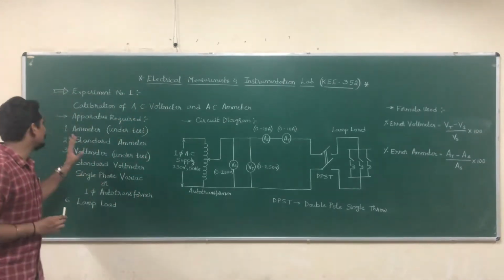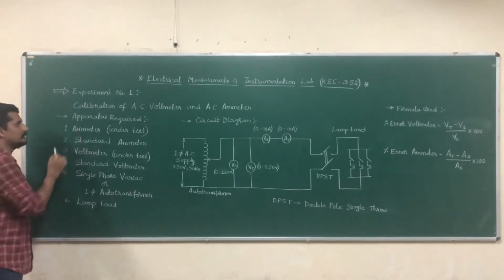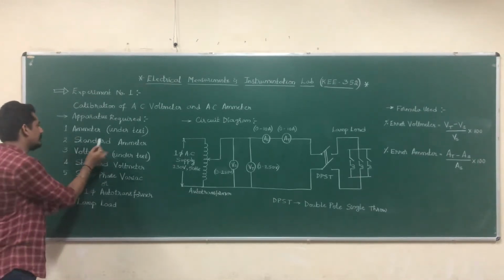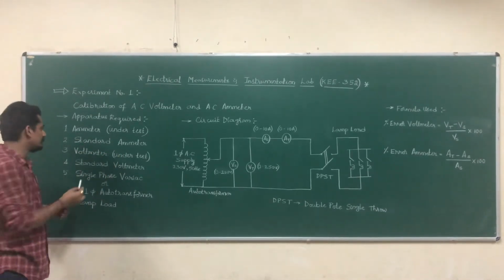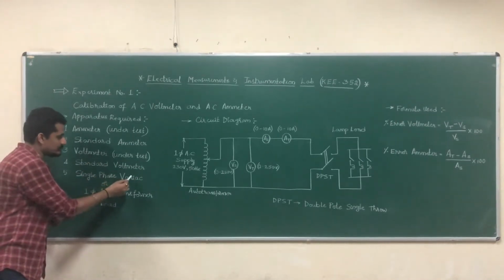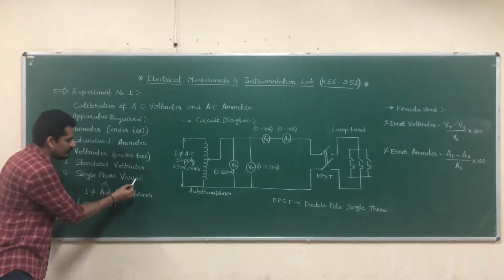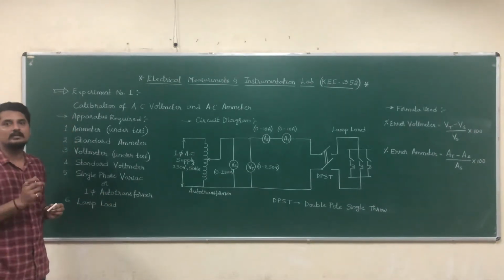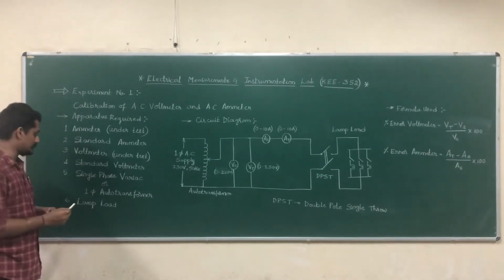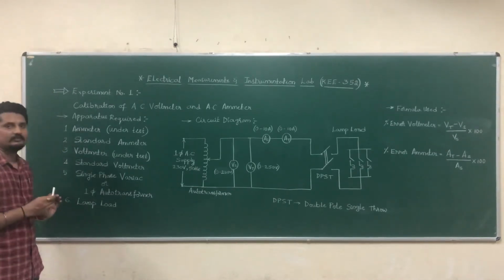Now, what is the apparatus required for this experiment? Here we need an ammeter under test, the ammeter which has to be tested, and a standard ammeter. We need a voltmeter under test, a standard voltmeter, and a single phase variac. What do you mean by variac? Variac means variable AC supply. It is also called a single phase auto transformer. And lastly, we need a lamp. So these are the apparatus required.